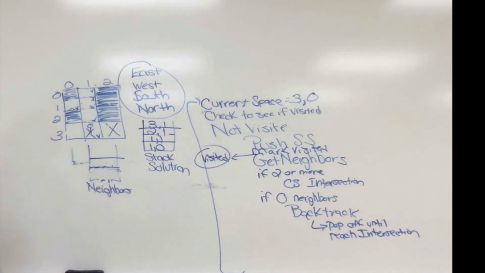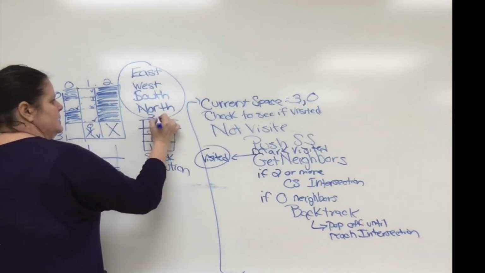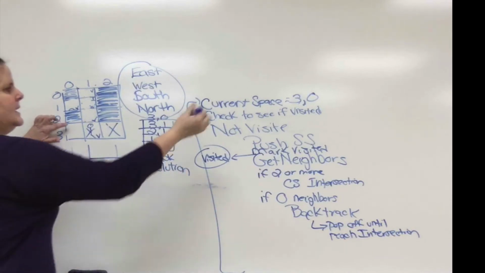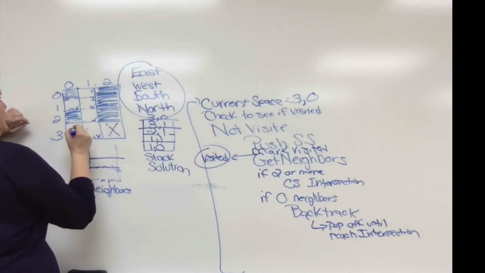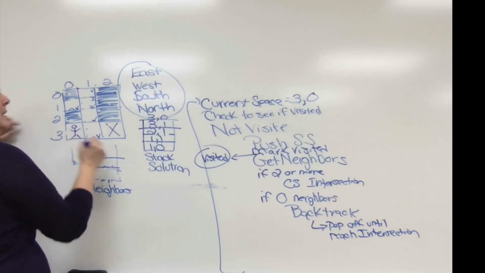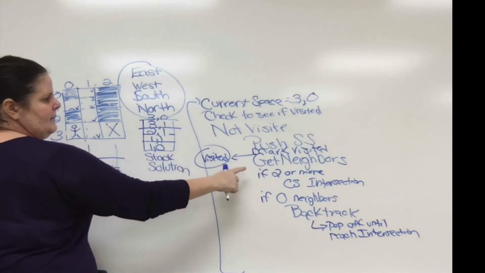So we're going to push 3, 0 on here. And when we come here, we check to see if it's been visited. No, it hasn't, so I'm going to move there. I'm going to push it onto the stack, and I'm going to get the neighbors.